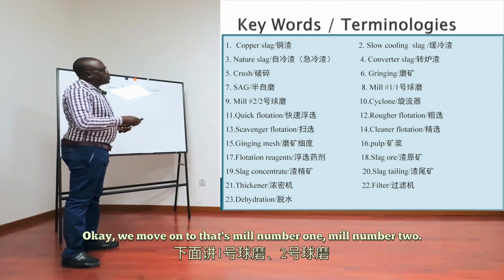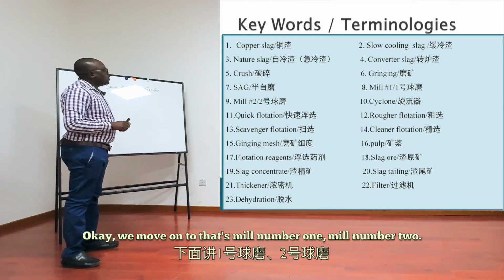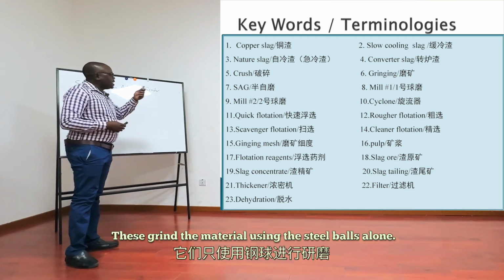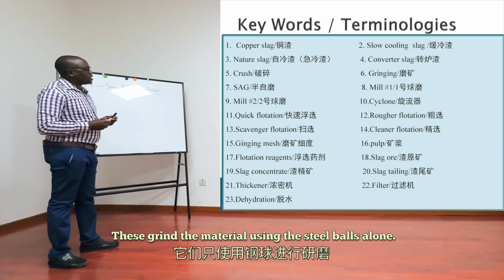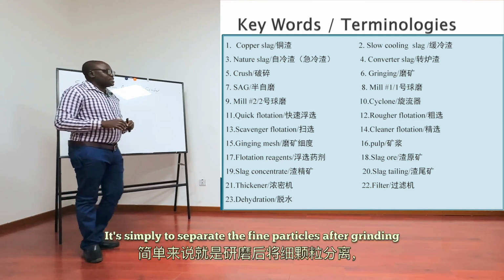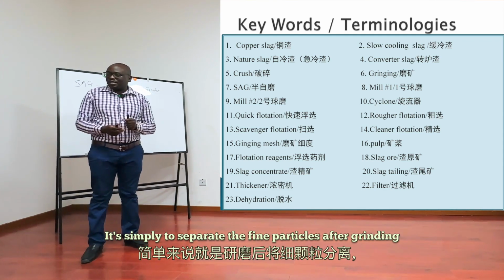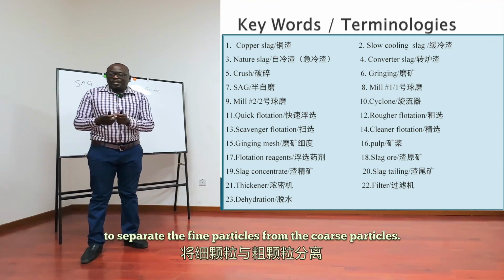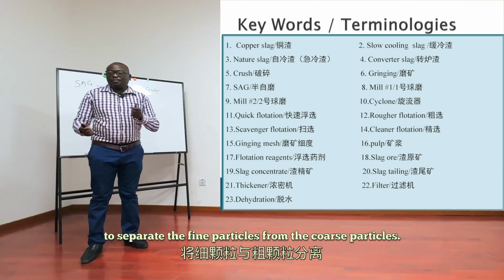Okay, we move on to mill number 1, mill number 2. These grind the material using the steel balls alone. Then we move on to number 10, cyclone. It's simply to separate the fine particles from the coarse particles after grinding.